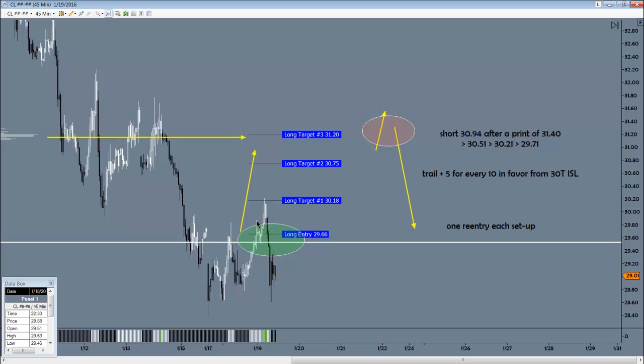Kind of the same deal for oil here. We'll look to get long here just over 29.60s, going up to these targets. If we can rally higher and then break lower, we'll look to get short at 30.94s after a print of 31.40s, going back to these targets. And we'll look for one re-entry in each of these setups, long and short. Okay, trail +5 for every 10 in favor from the initial stop loss of 30 ticks.